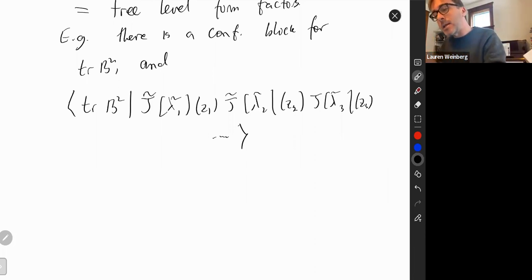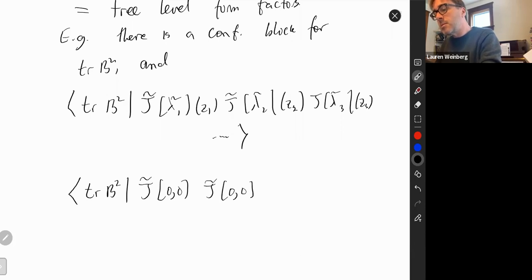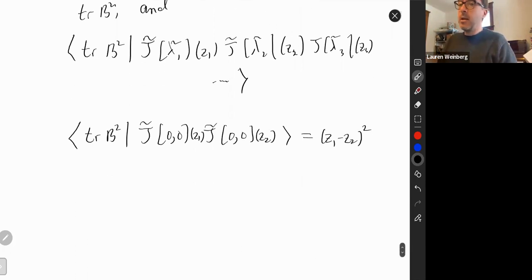So the way it works is that for trace b squared, I look at the lowest part of j tilde, c1, c2. If you just think about the quantum numbers of trace b squared, you find that this has to correspond to (c1 minus c2) squared. And then the rest of them, it's fun to do actually.